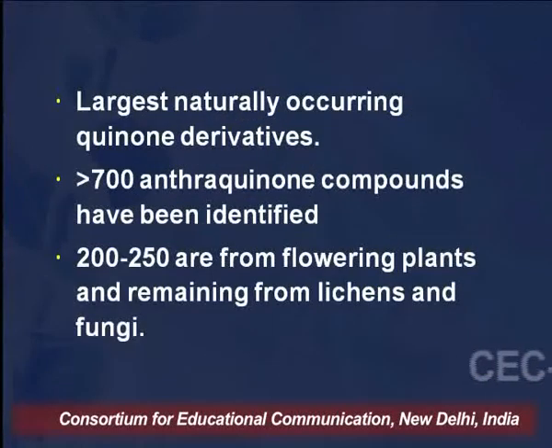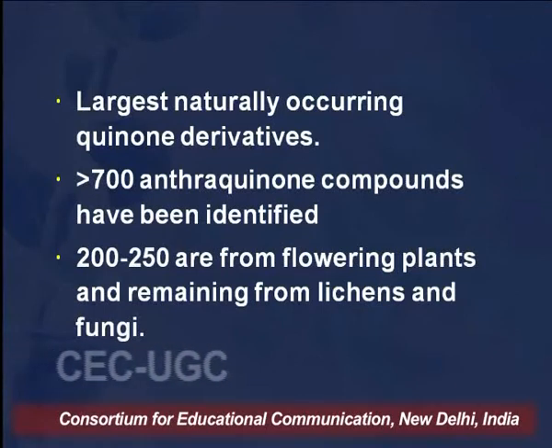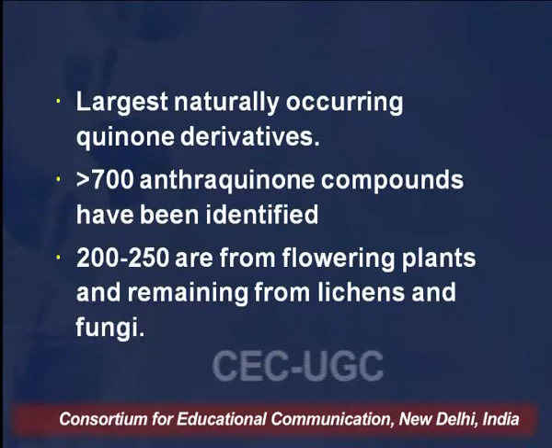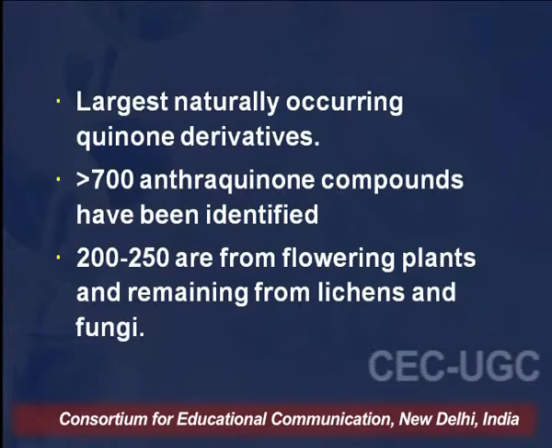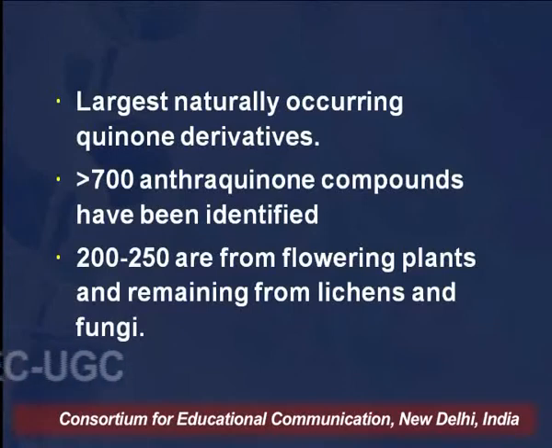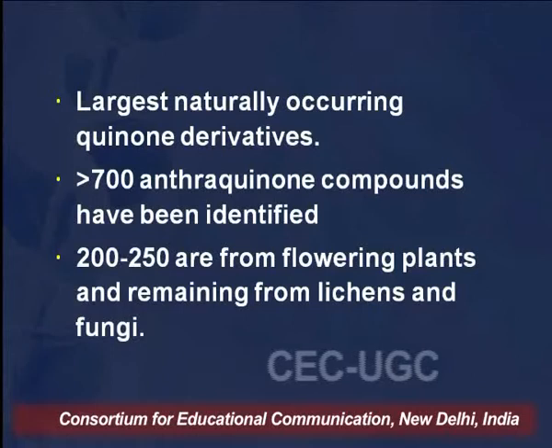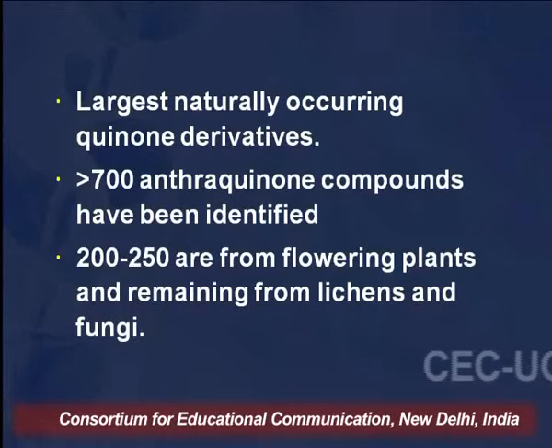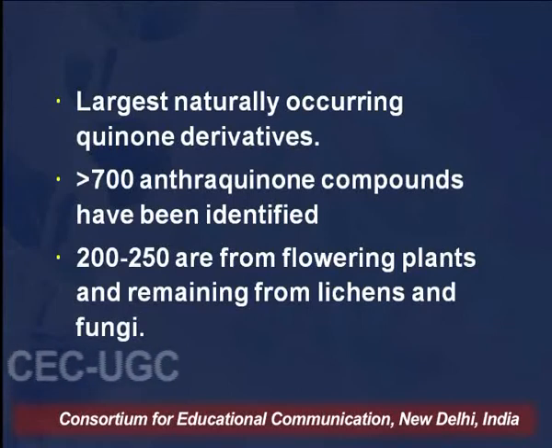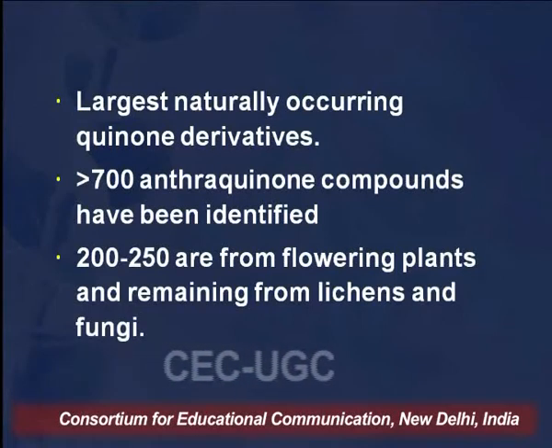Now these anthraquinone glycosides are the largest group of naturally occurring quinone derivatives, and in nature more than 700 anthraquinone compounds have been identified. Amongst these 700, hardly 200 to 250 anthraquinone derivatives are found in flowering plants, whereas the remaining are found in lower organisms like lichens and fungi.